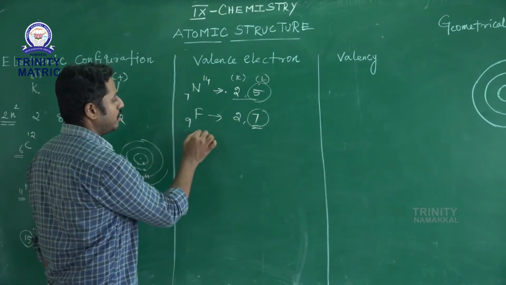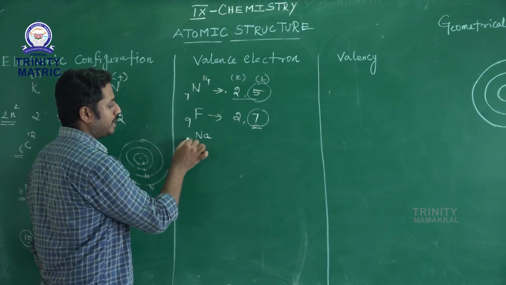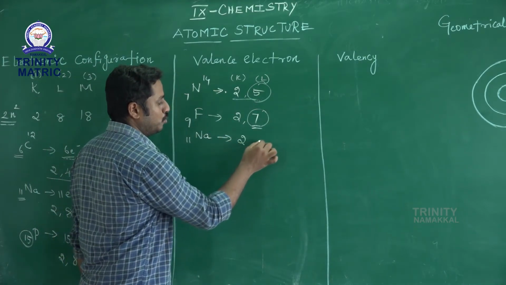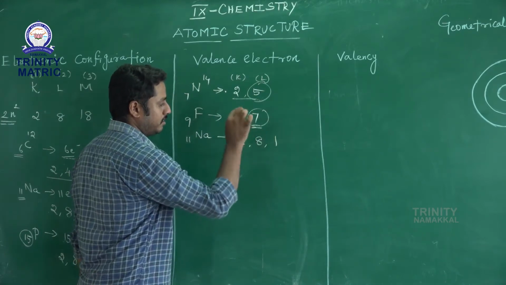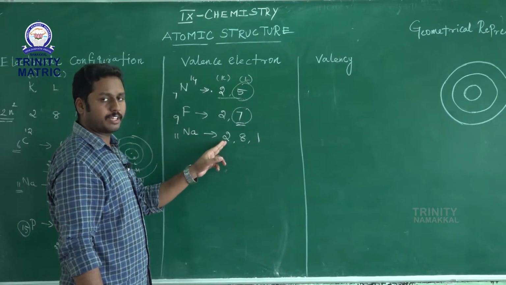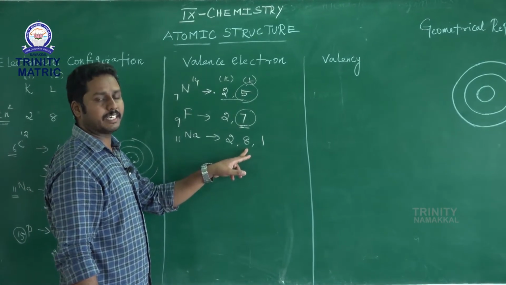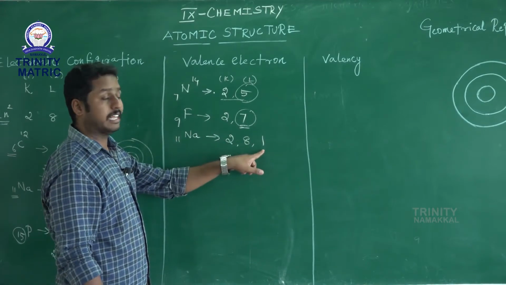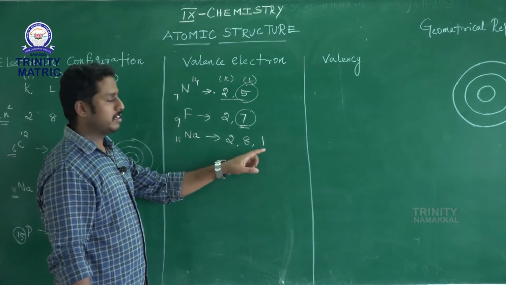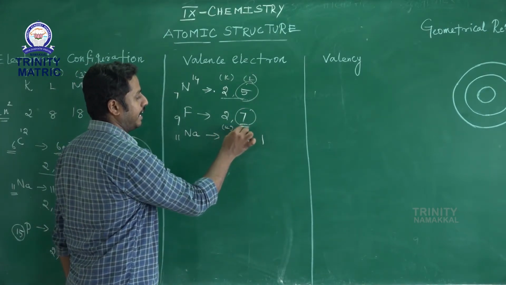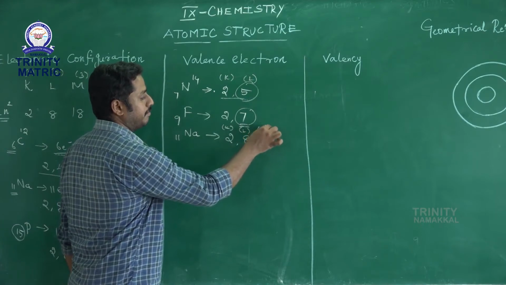The next one is sodium, atomic number 11. So the electronic configuration is 2, 8 and 1. Totally 11 electrons. The first 2 electrons enter into the K shell. The remaining 8 electrons enter into the L shell. Remaining, I have only 1 electron. That electron enters into the M shell. Now, how many shells does it have? Totally 3 shells here: K, L and M.